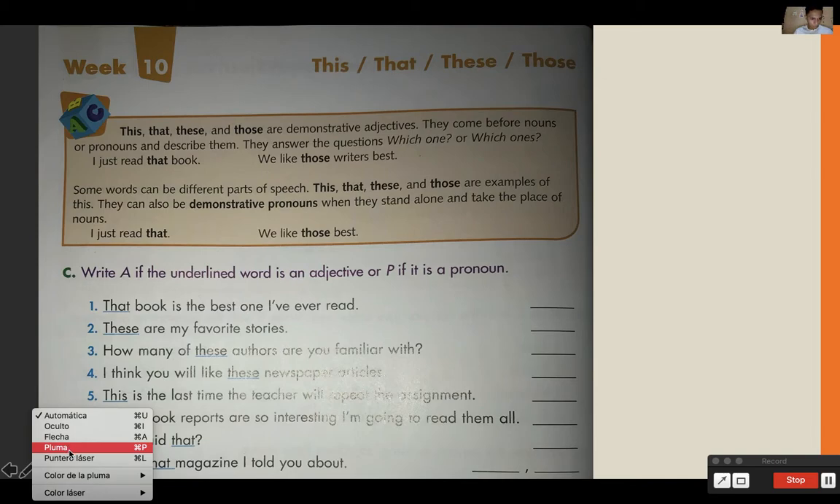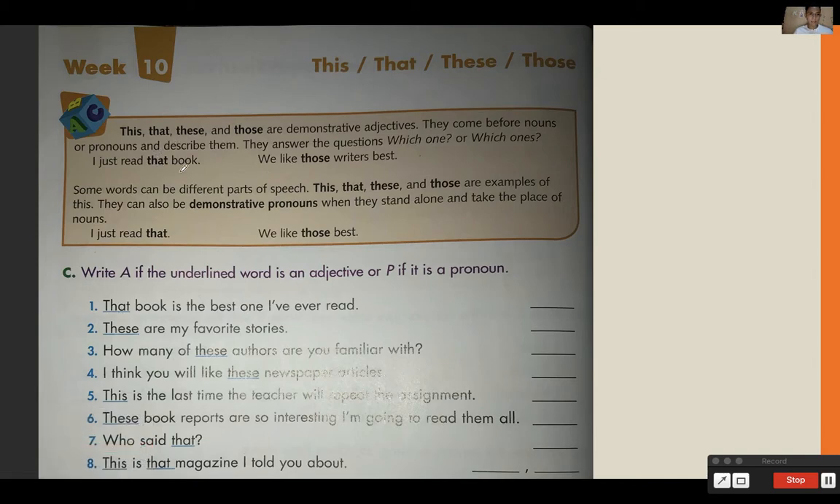Example, este es el sustantivo y aquí está el adjetivo, miren. I just read that book. Acabo de leer ese libro. We like those readers best. Nos gustan más esos escritores, ¿ok? Some words can be different parts of speech. This, that, these, and those are examples of this. They can also be demonstrative pronouns when they stand alone and take the place of nouns.